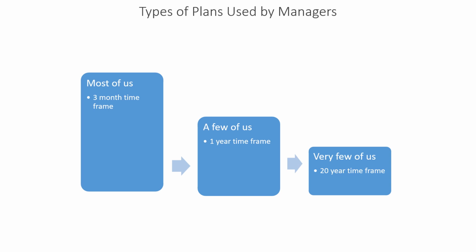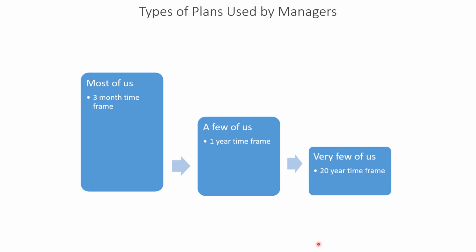Everybody who is planning for the day or for the week is making operational plans. Anybody planning for six months or one year is making short-term plans. Beyond one year or three years is what we call long-term plans. So most of us have a three-month time frame. A few of us have a one-year time frame, and very few of us have a 20-year time frame.